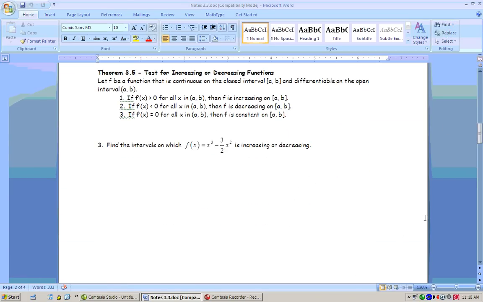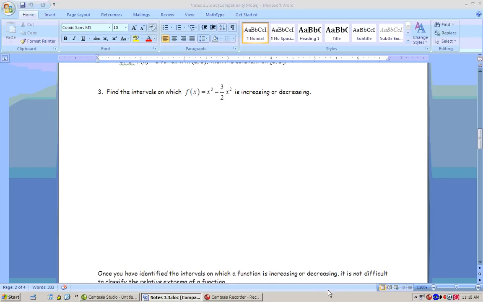All right, so we're going to test for increasing or decreasing functions. Basically what's going to happen is I'm going to give you the equation of a function, and using that equation and not having a graph of it, you're going to have to determine where the function is increasing and where the function is decreasing. But we can do that by the derivative. So if f prime of x is greater than 0 on an interval, then f is going to be increasing. If the derivative is less than 0, then f will be decreasing. And if f prime of x equals 0, then the function is constant.